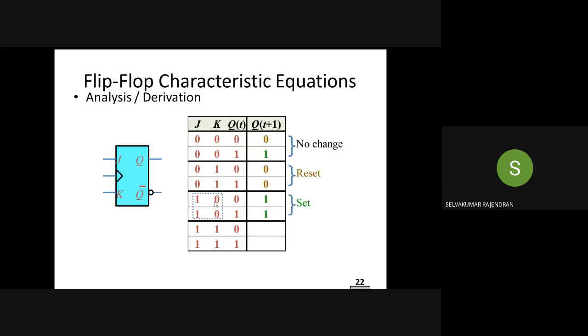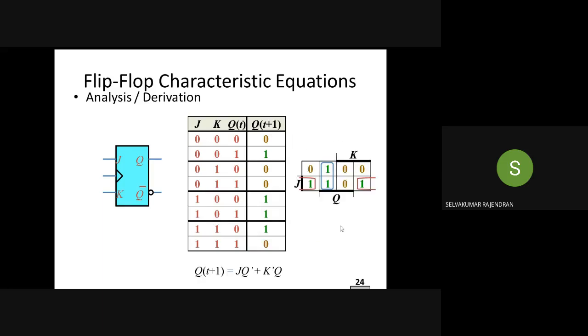Third possibility 1, 0. For this input combination, next state value will be set, because J equal to 1, K equal to 0. Okay, then whatever may be the present state value, that will be logic 1 in the next state value, that is set condition. Okay, when both inputs J and K are 1, 1, then present state value will be complemented, that is toggle condition. If present state value is 0, that will be complemented to 1. If present state value is 1, that will be complemented to 0 in the next state. Okay, so based on this characteristics table, we will find the characteristic equation.